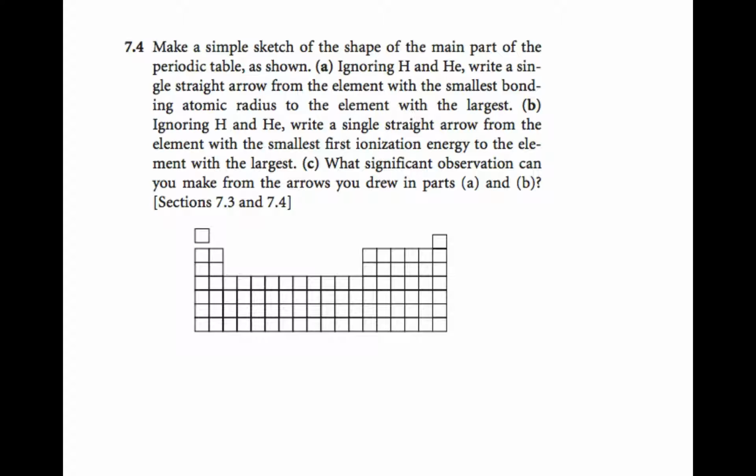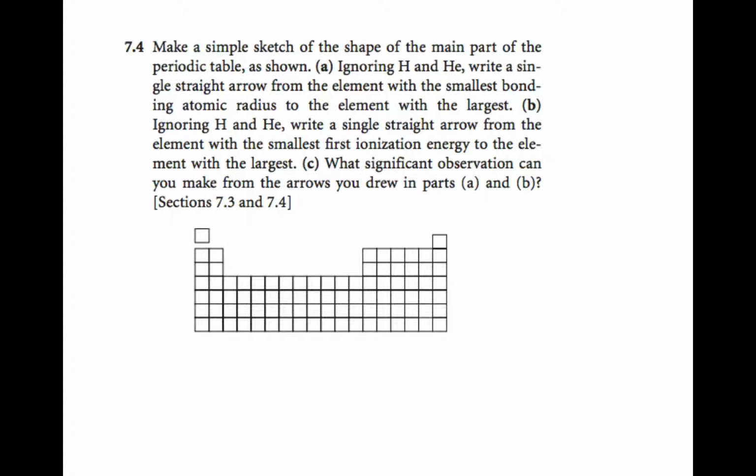A, ignoring H and He, write a single straight arrow from the element with the smallest bonding atomic radius to the element with the largest. B, ignoring hydrogen and helium, write a single straight arrow from the element with the smallest first ionization energy to the largest. And C, what is the significant observation you can make from the arrows you drew in parts A and B?